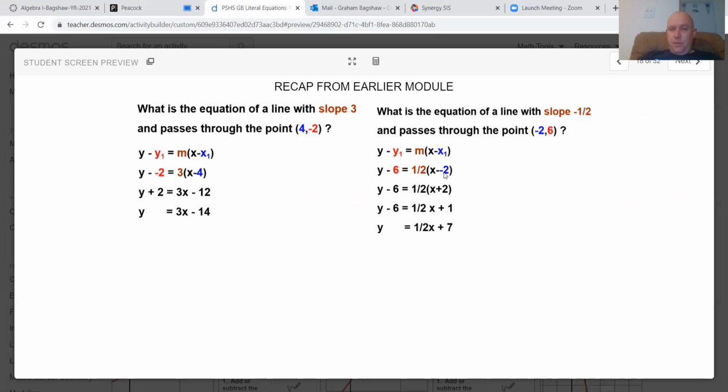Same thing, you can substitute them in. Once again, 2 negatives make a positive. I can go ahead and distribute 1/2 times x, 1/2 times 2, and then that same thing at the end. Bring terms away from the y, so instead of subtracting 6, add 6, and clearly 1 add 6 would give you 7.